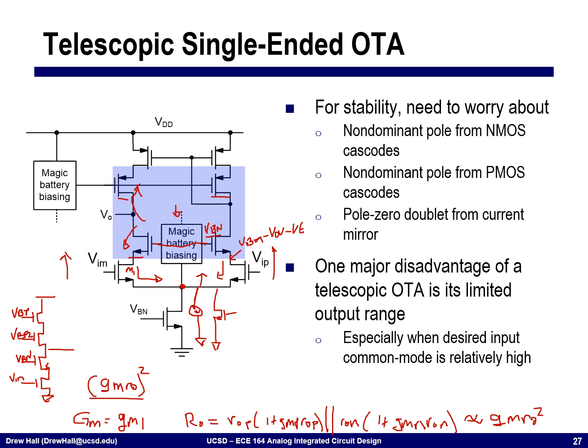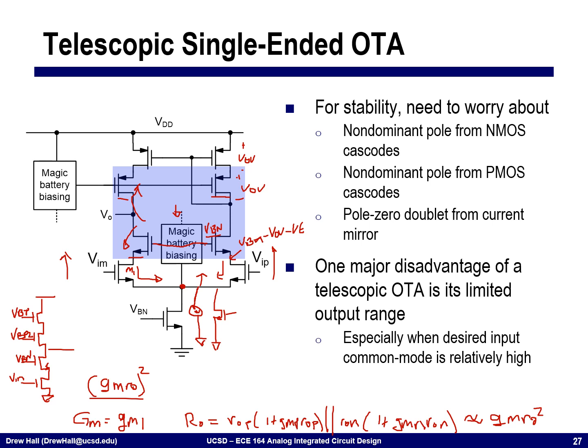Okay, so this is great in terms of gain. It's terrible in terms of its output swing. So in addition to now needing to keep this device in saturation, I also have this device that I have to keep in saturation, as well as this cascode.